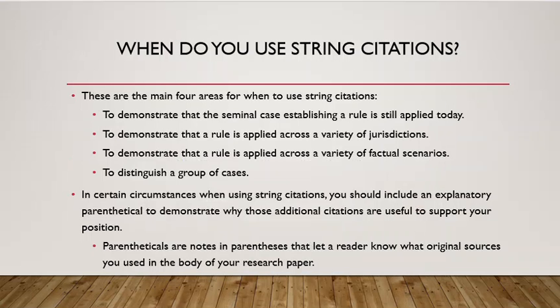When do you use string citations? These are four main areas when we're going to use string citations. Number one, to demonstrate that the seminal case establishing a rule is still applied today. Number two, to demonstrate that a rule is applied across a variety of jurisdictions. Number three, to demonstrate a rule is applied across a variety of factual scenarios. And number four, to distinguish a group of cases.